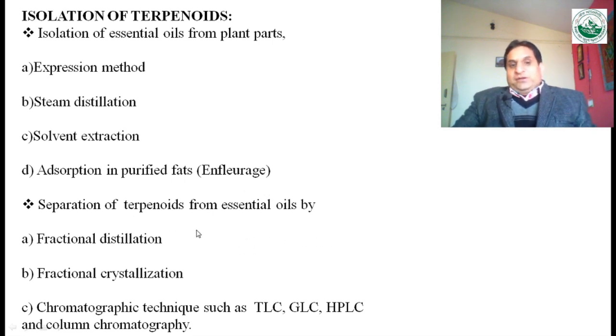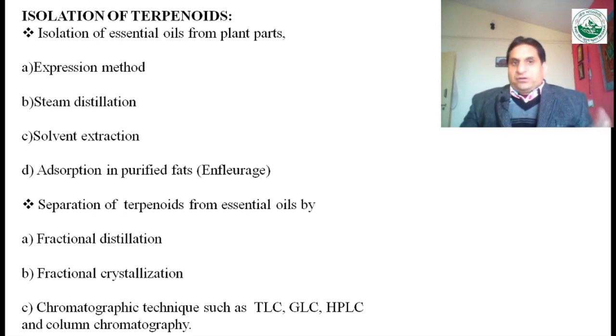Now terpenoids can be separated from the essential oil by the following methods. The first one is the fractional distillation method, then the fractional crystallization method, and chromatographic techniques. For example, thin layer chromatography, gas liquid chromatography, high performance liquid chromatography, and column chromatography. So we can say that with the help of chromatography we can separate terpenoids from the essential oil, or with the help of fractional distillation and fractional crystallization.